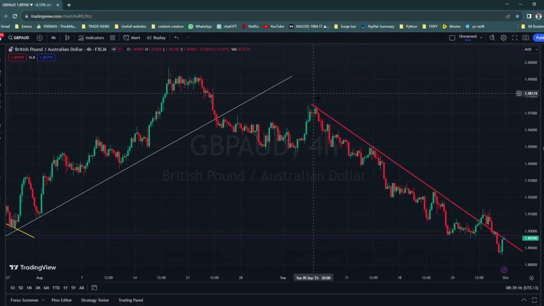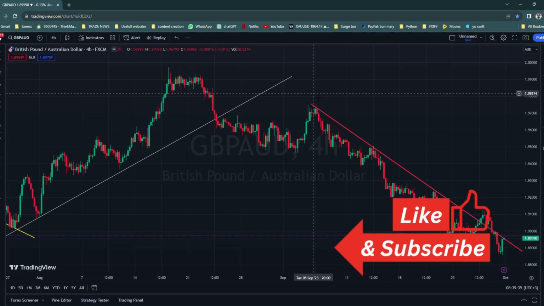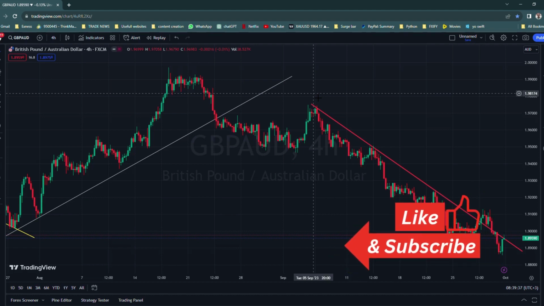So we are back with another video, and this is going to be about long term versus short term in trading. Long term entries, long term position versus short term position or short term trends in the trading world. So without wasting any time, let's jump right into it, guys.